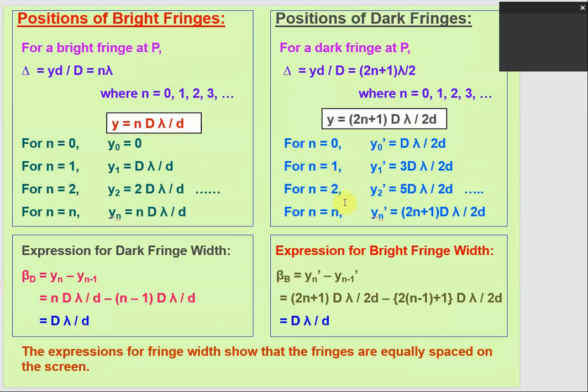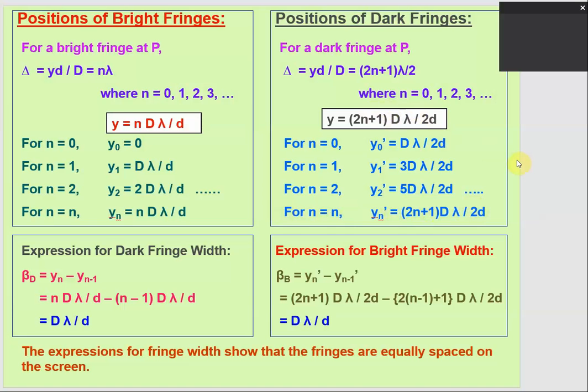And in the general case, we can write the expression for the position of the nth dark fringe, which is given by yn dash equal to (2n+1) D lambda upon 2d, which is the same formula as here. So this is how we find the position of bright and dark fringes. But we just started discussing the expression for the width of the fringes.